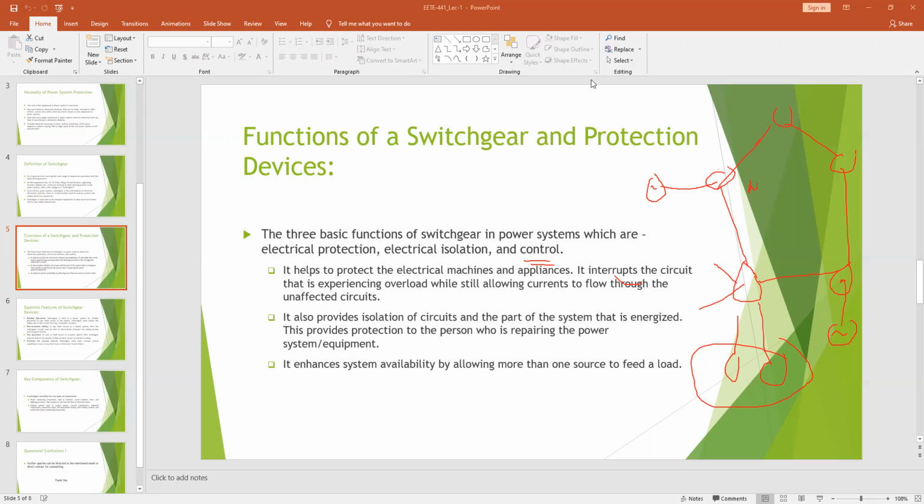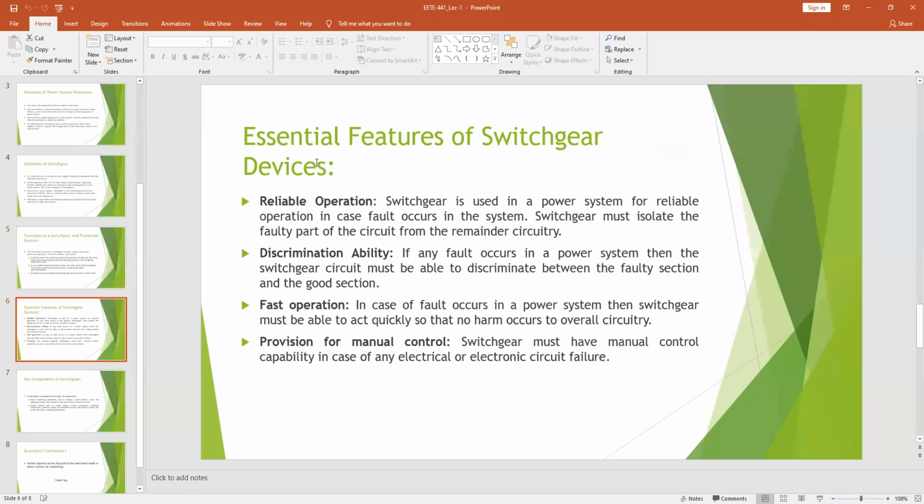So let us go to the next slide. These are the four essential features that switchgear devices must have. Reliable operation: obviously, your switchgear devices have to be reliable enough in their operations, and the consumer should be able to rely on that switchgear device. So reliability is the first essential feature that has to be fulfilled by the switchgear device.